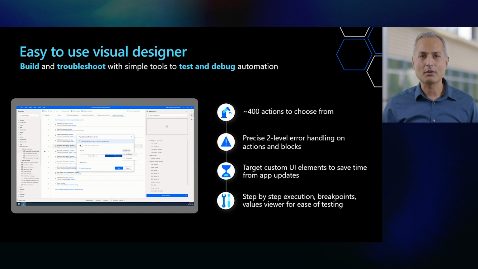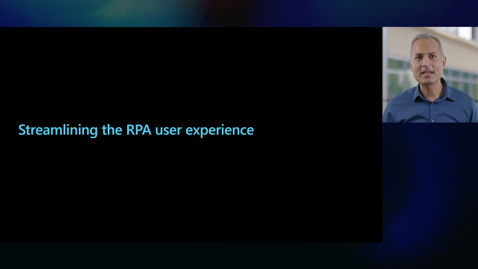With the Power Automate for Desktop app, citizen developers can automate in no time, while also providing advanced functionality for more complex automations. Designed for coders and non-coders alike, users can choose from hundreds of pre-built drag-and-drop actions that help them automate with RPA faster, such as launch applications, send mouse click, and extract text from PDF. Precise error handling helps ensure these automations run without fail. Custom UI elements can help save time from app updates, and with step-by-step execution, you can test your automation with greater ease. And now we're making the user experience in Power Automate even easier.